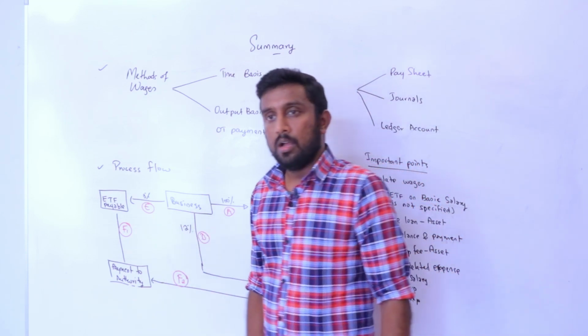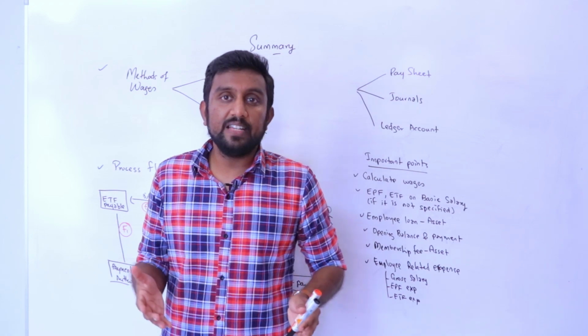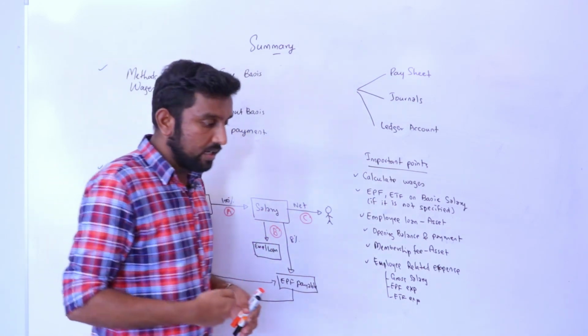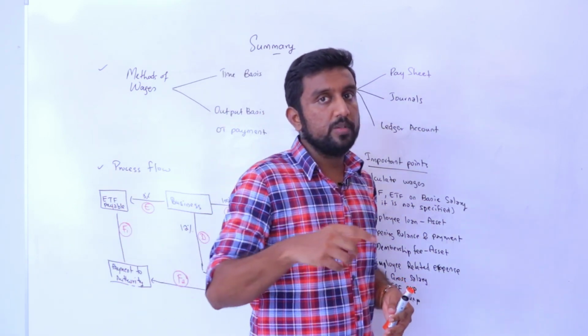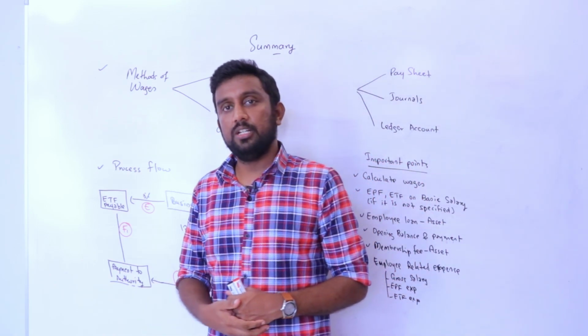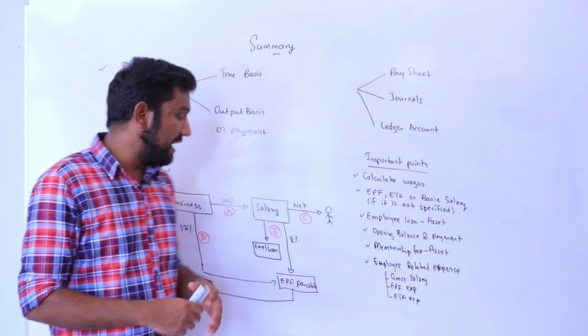Then F, which is not related to the pay sheet, but you should know the entry for that. Why? Because in recent papers they are testing that as well. So the double entry when you are paying the amount, or remitting the amount to the specific authority, is EPF payable account debit, cash credit. ETF payable account debit, cash credit. Fine, that is F1 and F2.